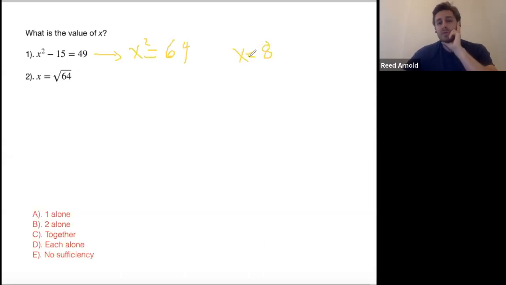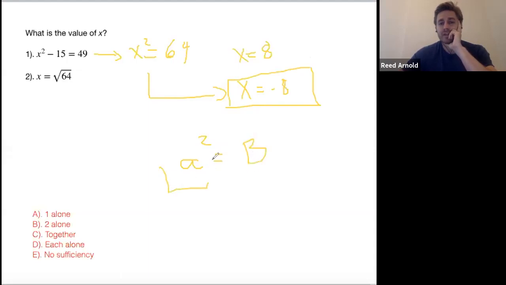Okay. The problem is that we never were told x is positive. And if x squared is 64, x could be 8, or x could be -8. -8 squared is also 64. So if you chose D, you didn't consider, I suspect, the negative possibilities in statement 1. And it's always worth remembering, if you have a squared equals some number, there's going to be a plus or minus solution unless they tell you you're only dealing with positives.